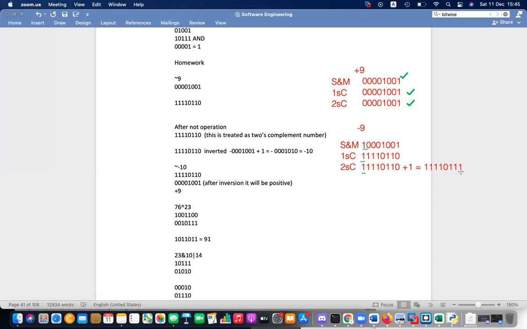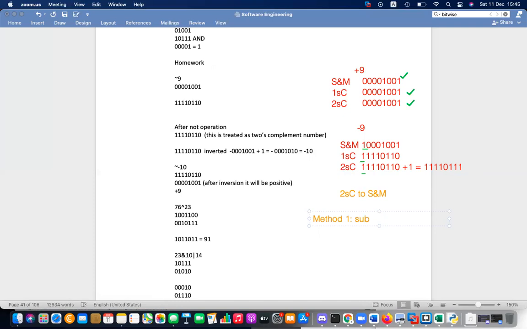So this is how the 2's complement is created. Then how can we convert 2's complement back to sign and magnitude? That is something you need to know. 2's complement to sign and magnitude. Method 1.